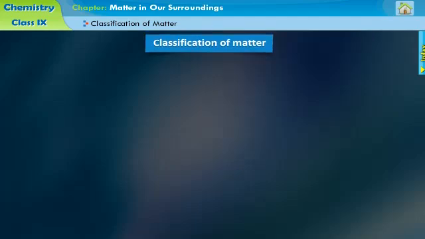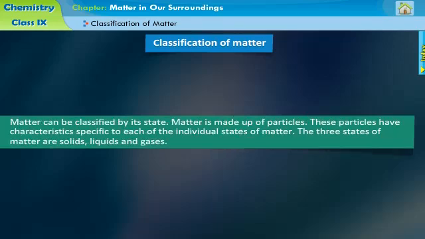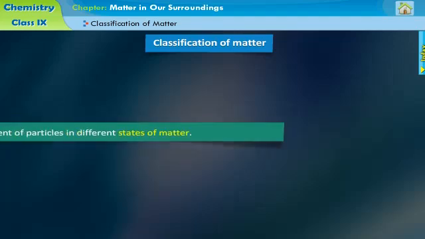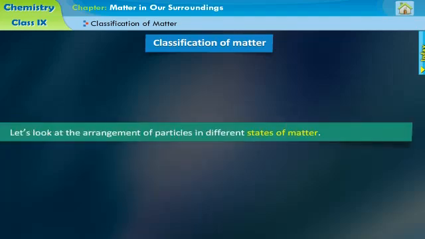Let's understand classification of matter. Matter can be classified by its state. Matter is made up of particles. These particles have characteristics specific to each of the individual states of matter. The 3 states of matter are solids, liquids, and gases. Let's look at the arrangement of particles in different states of matter.